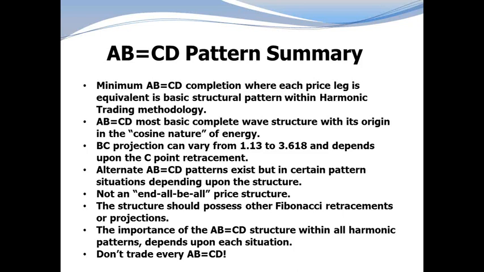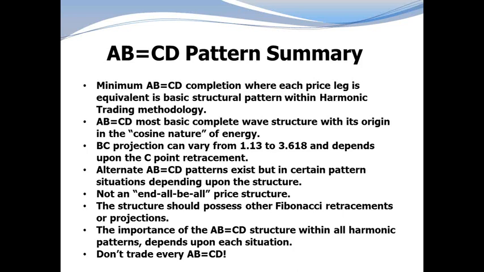So we can analyze this basic type of AB equals CD pattern, apply measurement strategies to capitalize on where these flexion points will occur. The BC projection can vary from a 1.13 to as much as a 3.618, but it depends upon the C point retracement to establish the reciprocal ratio. Alternate AB equals CD patterns do exist, but certain pattern situations depend upon the structure itself. One of the overestimations of this AB equals CD pattern is that it's not the end-all be-all price structure.